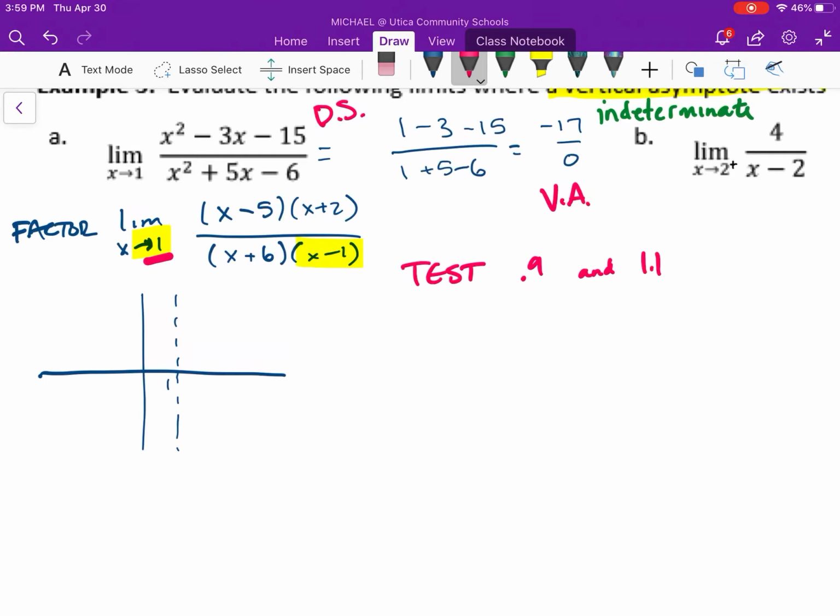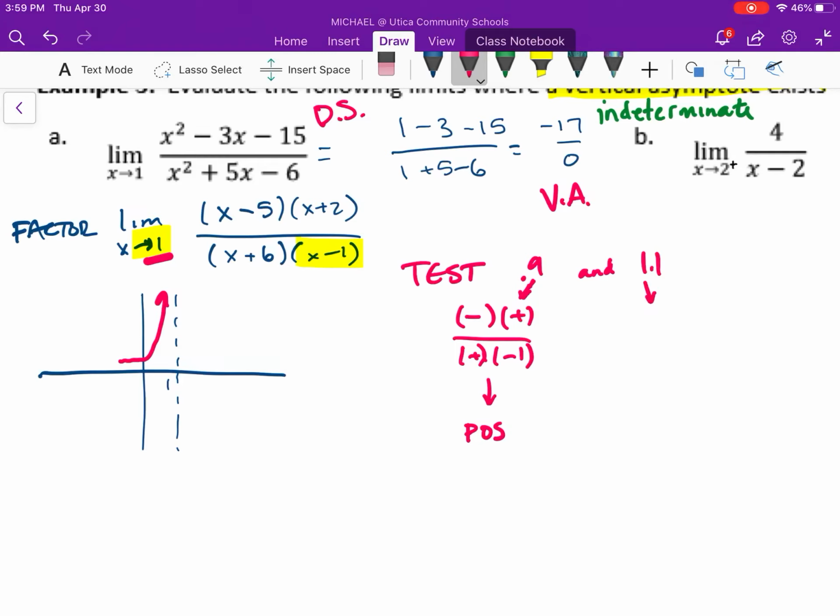So I'm going to plug in 0.9. 0.9 minus 5, that is a negative number. 0.9 plus 2, that is a positive number. 0.9 plus 6 is a positive number. And 0.9 minus 1 is a negative number. And when I multiply all that out, negative times positive divided by positive times negative, I end up with a positive value, which means that my graph on this side has to be going towards positive infinity.